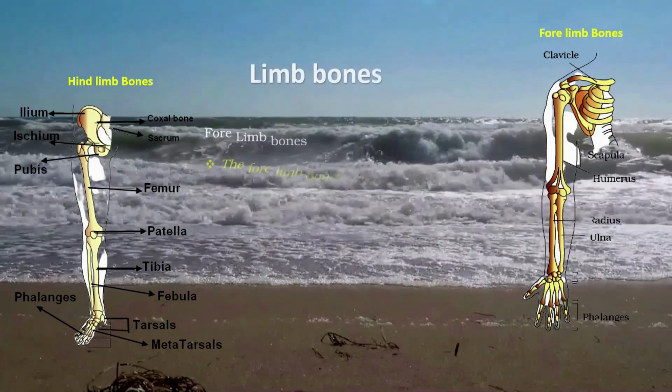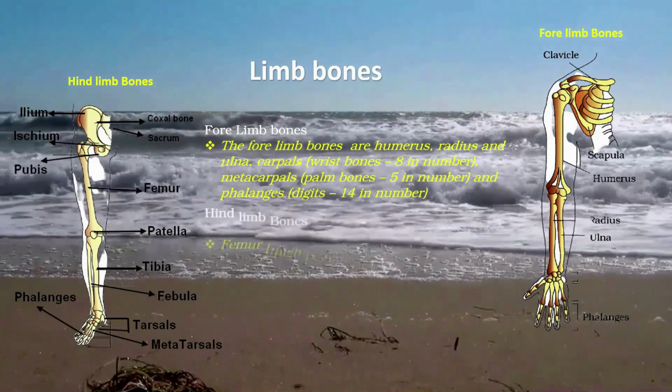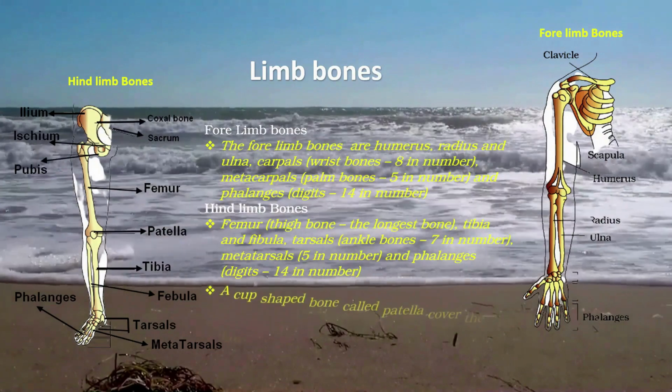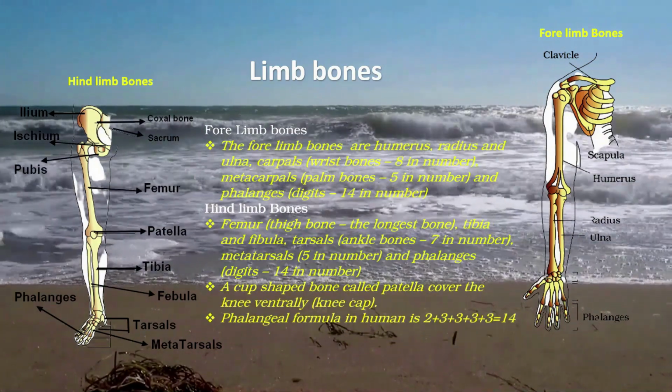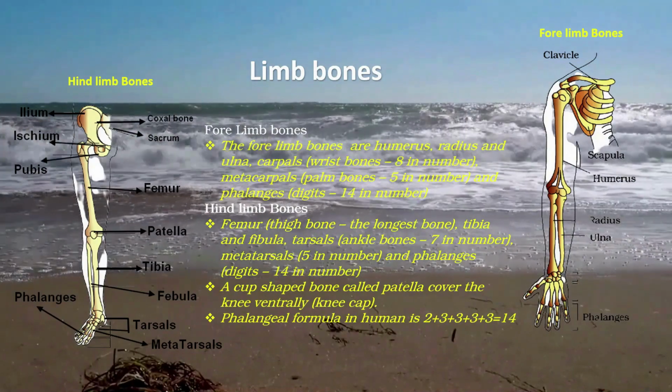Now, let us see the different bones of forelimbs and hind limbs that form the appendicular skeleton, along with the pectoral and pelvic girdles. Limb bones. 1. Forelimb bones. The forelimb bones are humerus, radius, and ulna, carpals, wrist bones, 8 in number, metacarpals, palm bones, 5 in number, and phalanges, digits, 14 in number.